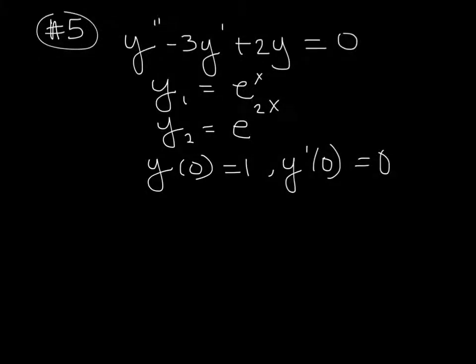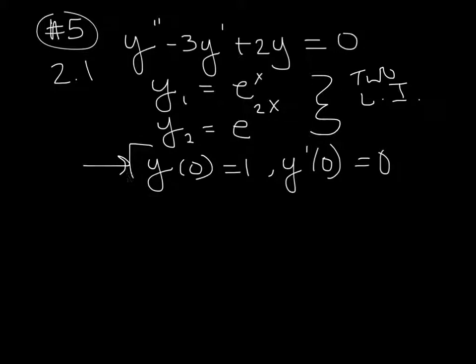Okay, this is number 5 in section 2.1. And so we have the same directions because I did number 3. So we have our second order homogeneous linear equation here, and we're given two linearly independent solutions, right? So they're already given. So these are your two linearly independent solutions. And then, of course, we're given our initial conditions.